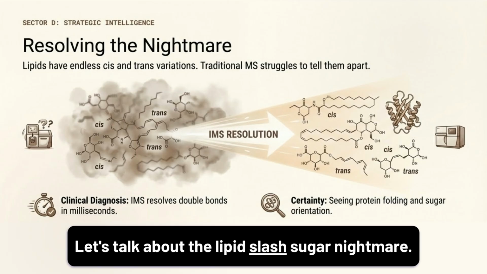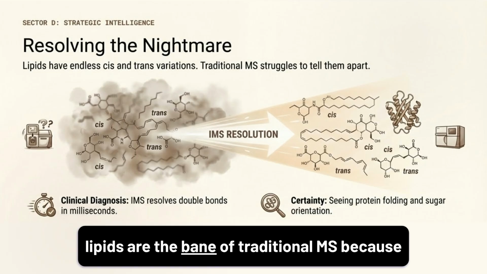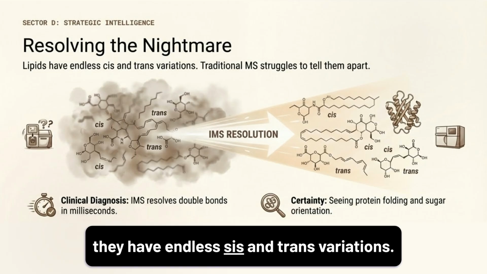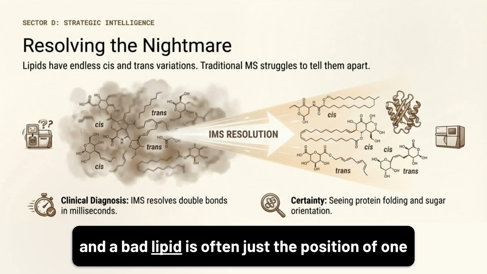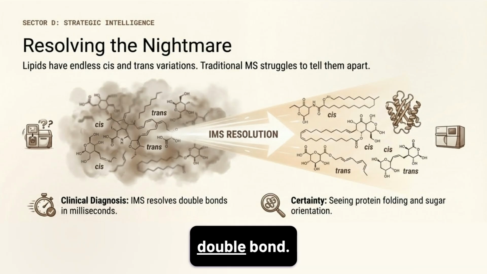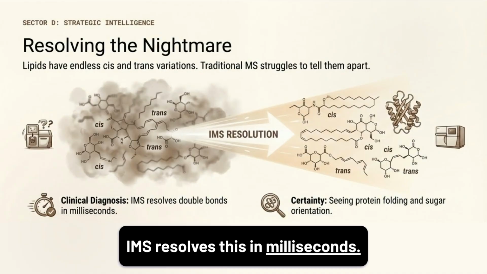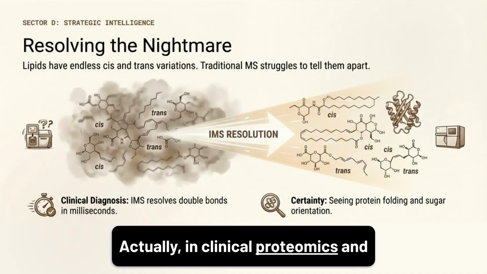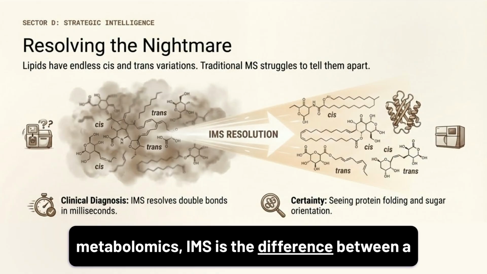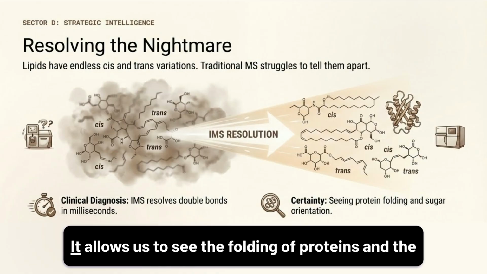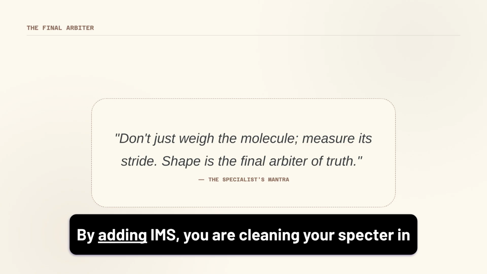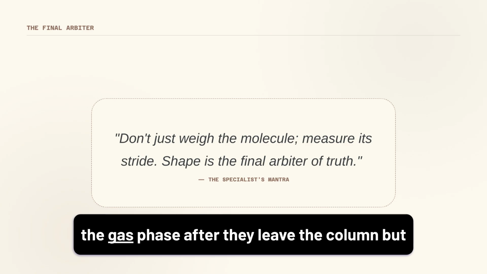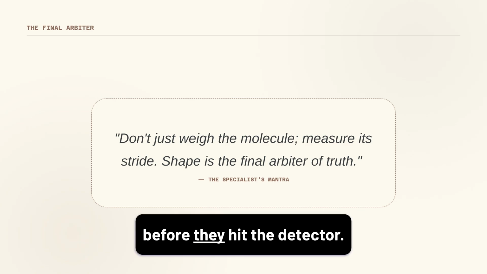Let's talk about the lipid/sugar nightmare. Lipids are the bane of traditional MS because they have endless cis and trans variations. In the clinic, the difference between a good lipid and a bad lipid is often just the position of one double bond. IMS resolves this in milliseconds. Actually, in clinical proteomics and metabolomics, IMS is the difference between a guess and a diagnosis. It allows us to see the folding of proteins and the orientation of sugars that determine if a drug will work or fail. By adding IMS, you are cleaning your spectra in the gas phase after they leave the column but before they hit the detector.